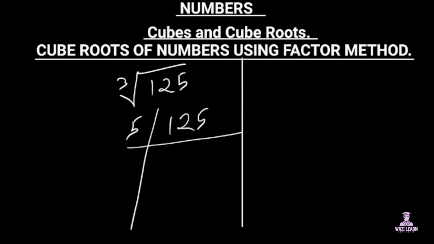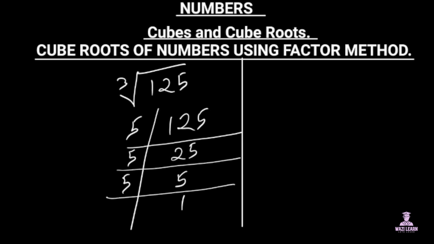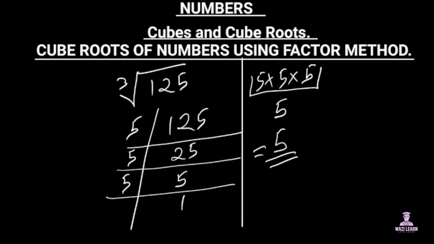you divide by 5, you get 25. 25 divided by 5, you get 5. And then 5 divided by 5, you get 1. So the prime factors of 125 are 5 times 5 times 5. Here you group the numbers into 3 and you choose 1, which is 5. So the cube root of 125 is 5. And you can always prove this using your calculator.